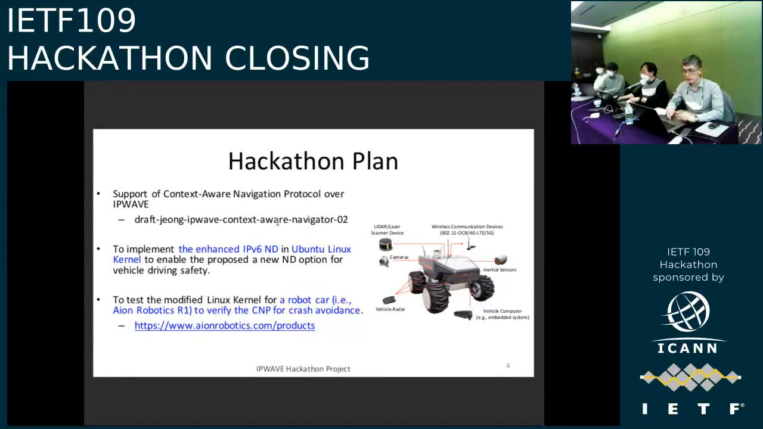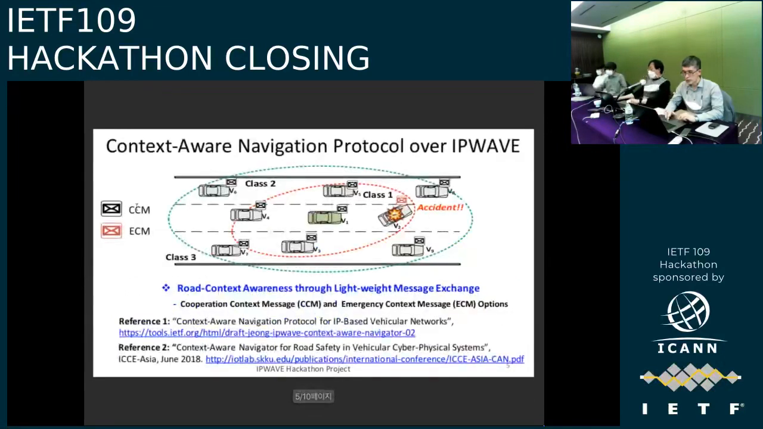This is the draft. On the right-hand side, you can see currently we are trying to implement a Linux extension for IPv6 neighbor discovery for the robot's Ubuntu Linux kernel. So this model is an Eon Robotics robot. Right now we don't support the movement of the robot, but next month we will try to enable our code on top of this robot.